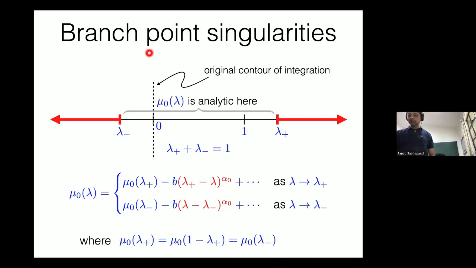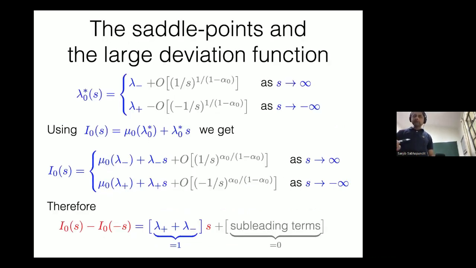So this is your original contour of integration, and you are going to find the saddle point, which is going to lie somewhere between lambda minus and lambda plus. Then you detour the contour to this lambda star and find the large deviation function there. Now, as s goes to plus infinity or minus infinity, your saddle point goes either to lambda minus or lambda plus.